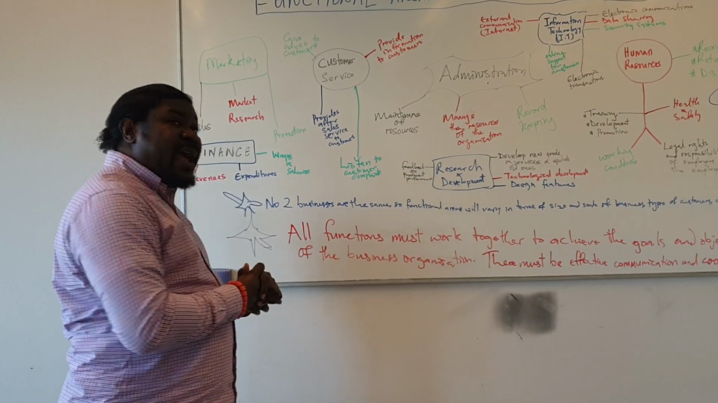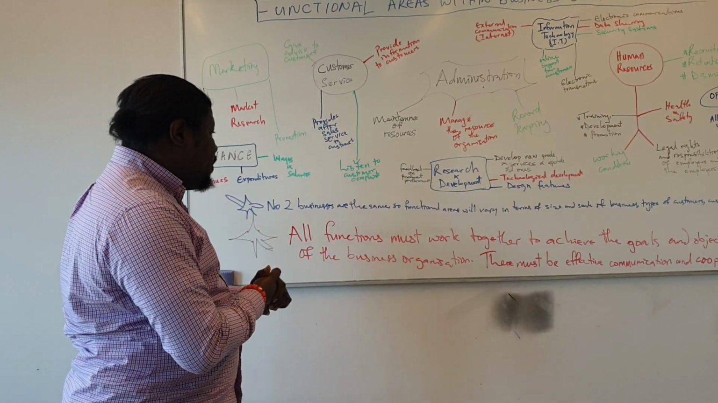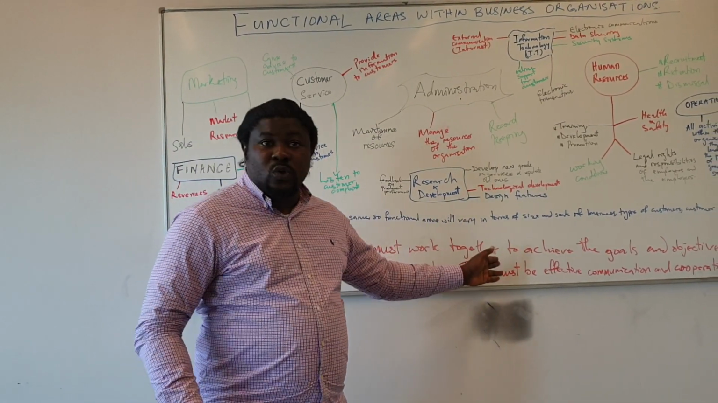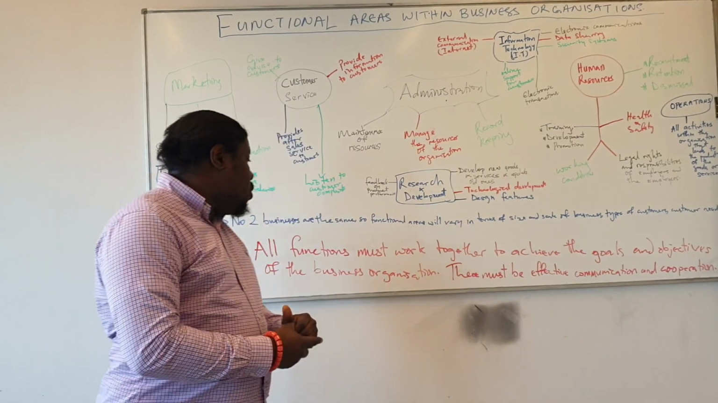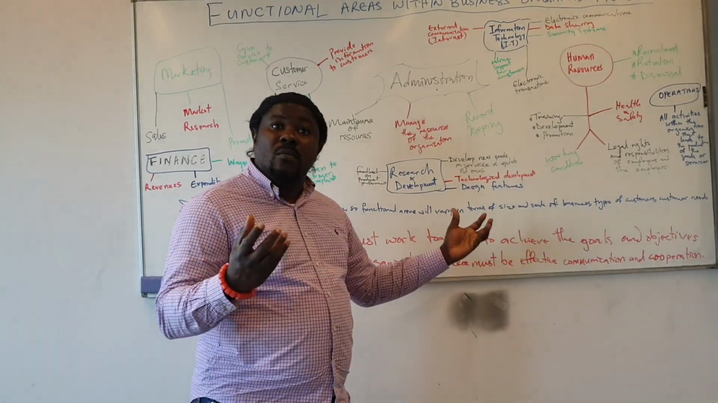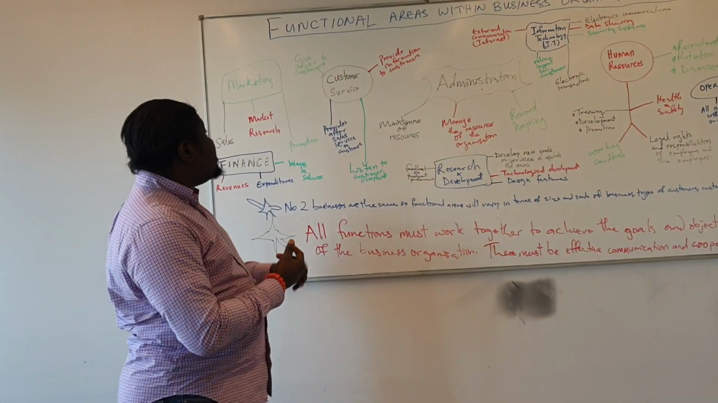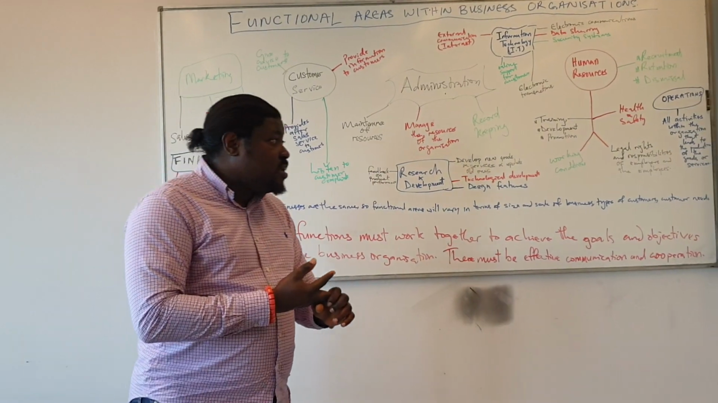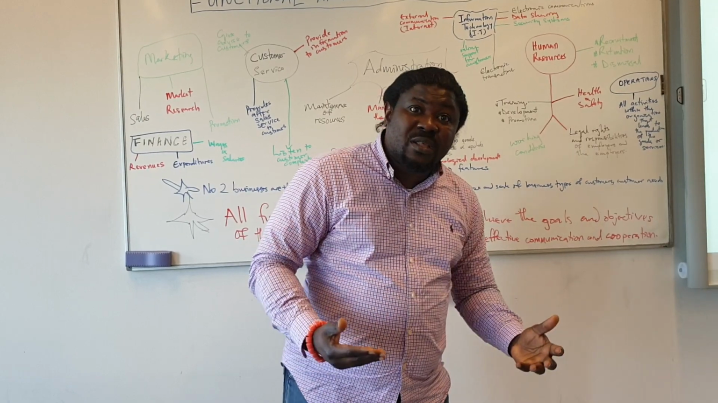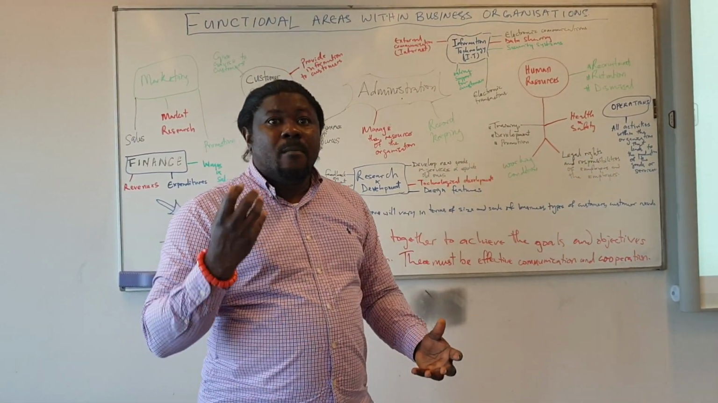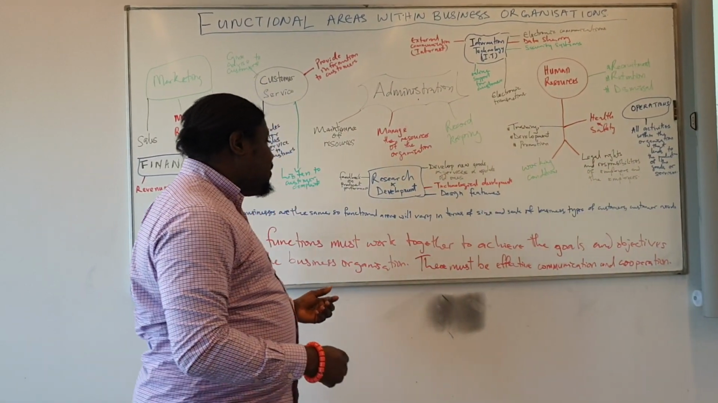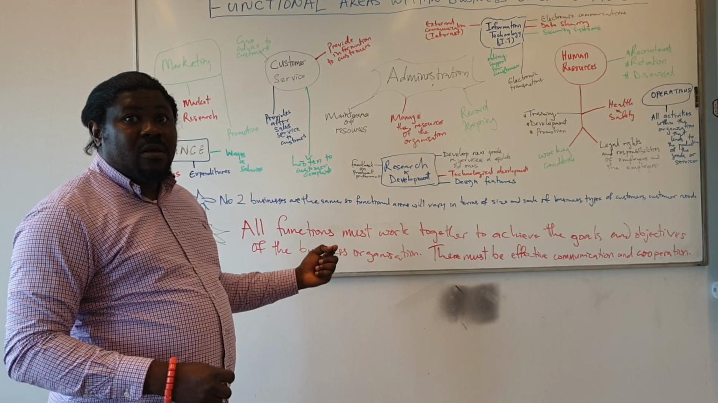Also, it's important to end this lecture by saying that all functions within a business organization must work together to achieve the organization's goals and objectives. That is the HR department, the marketing department, customer service department, finance department, R&D department, production department, operations department must all work together. They must all be singing from the same hymn book if they want to achieve the goals and objectives of the organization.